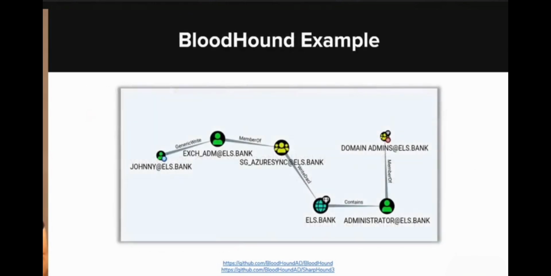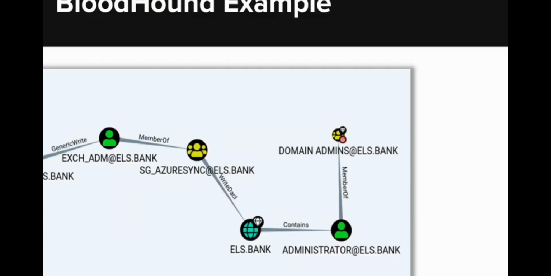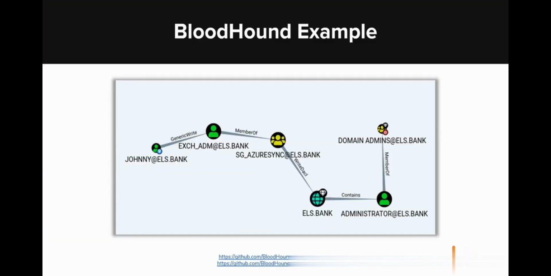Now, let's take a graphical view. We have executed BloodHound in the environment and we extracted a lot of data. What we searched for is, can Johnny become a domain administrator? What we can see here in the diagram is that Johnny has generic write access over the account exchange ADM, or x_ADM. Generic write access will give Johnny the ability to change quite a few properties of x_ADM, including the password.